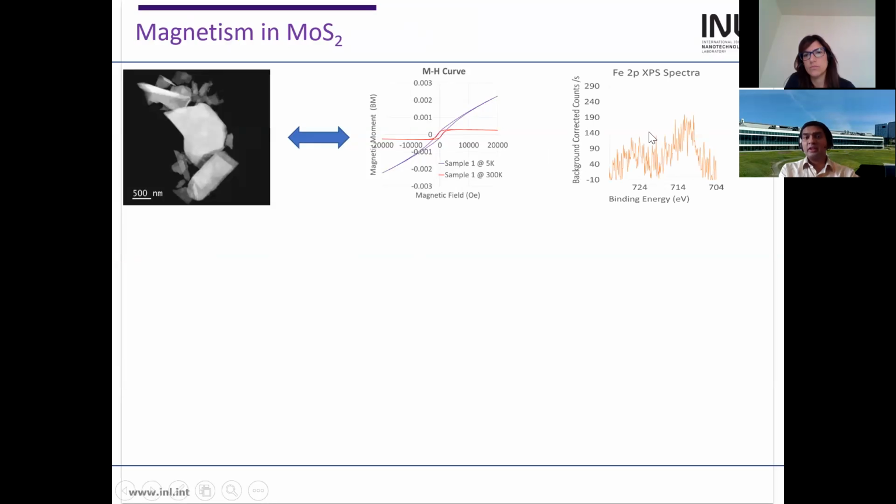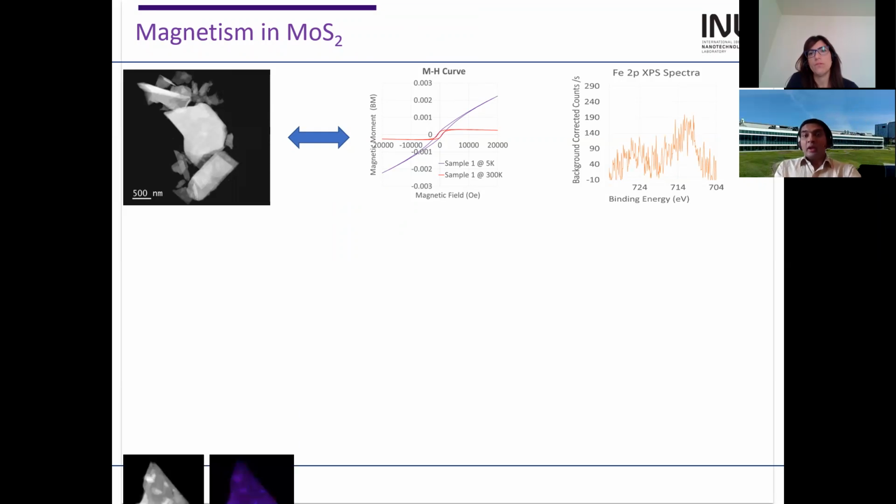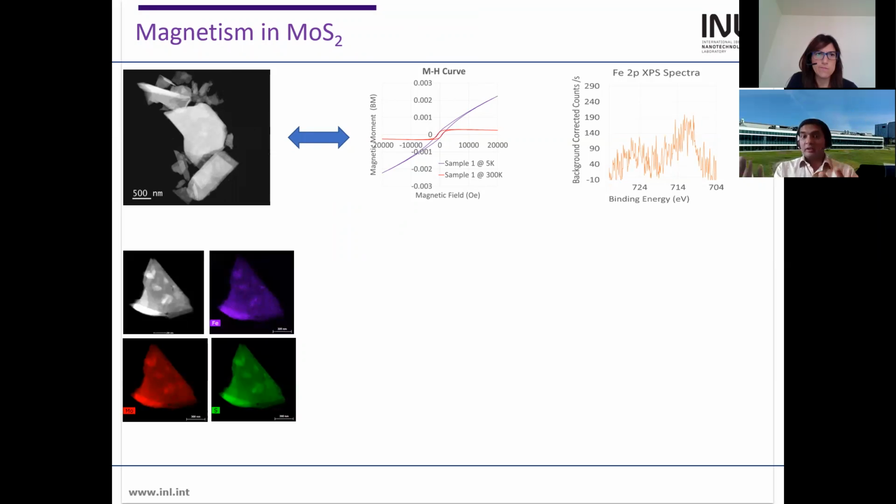So I studied it with high resolution XPS, and we find that there are signals of iron in the material, which we were trying to dope. In fact, we were trying to make doped molybdenum disulfide to get magnetism in molybdenum disulfide. This is showing the XPS spectra of the iron 2p, and we find that there is evidence of iron that has gone in, that is present within the lattice.